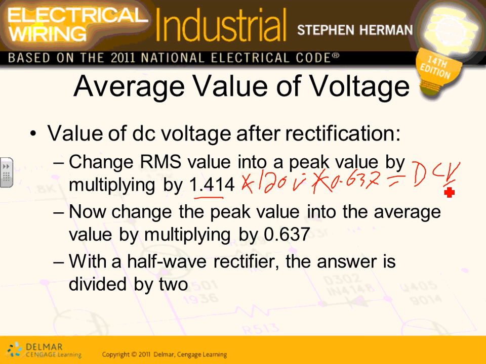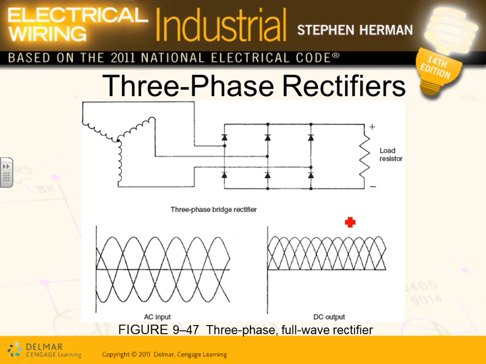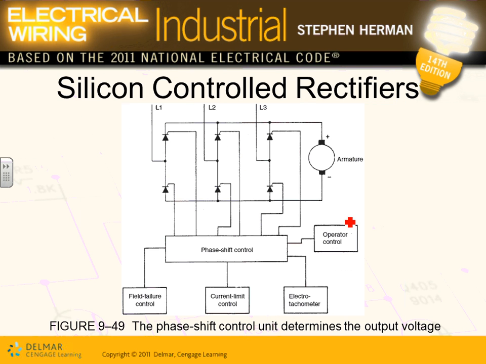That's full wave rectification, single phase. For half wave rectification, you divide this number by 2. That will give you the value for calculating the DC output, but typically the drives will have a DC output. Here's your full wave rectification 3-phase. We talked about this one.